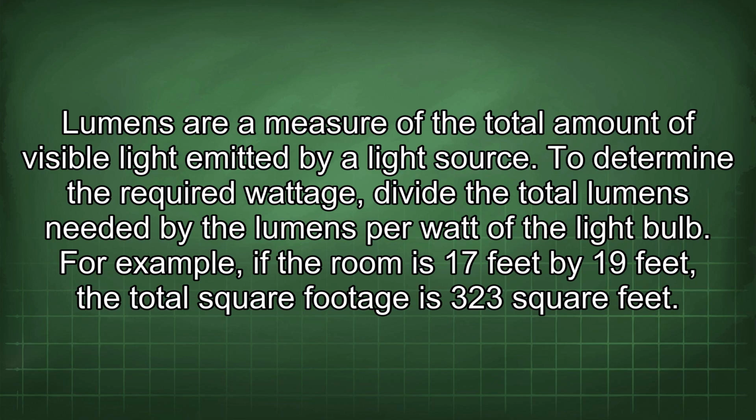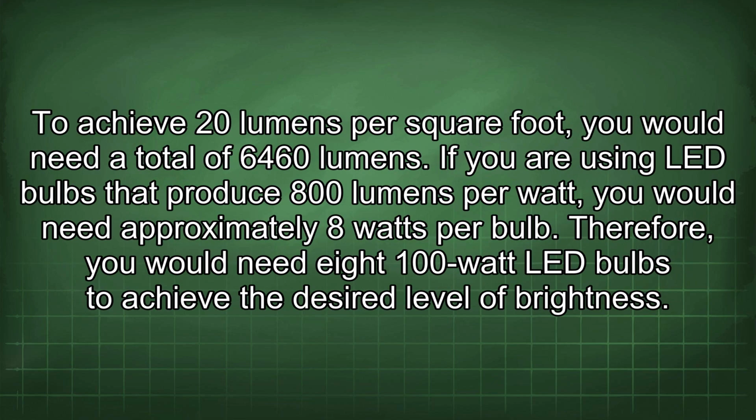For example, if the room is 17 feet by 19 feet, the total square footage is 323 square feet. To achieve 20 lumens per square foot, you would need a total of 6,460 lumens. If you are using LED bulbs that produce 800 lumens per watt, you would need approximately 8 watts per bulb. Therefore, you would need 8 100-watt LED bulbs to achieve the desired level of brightness.